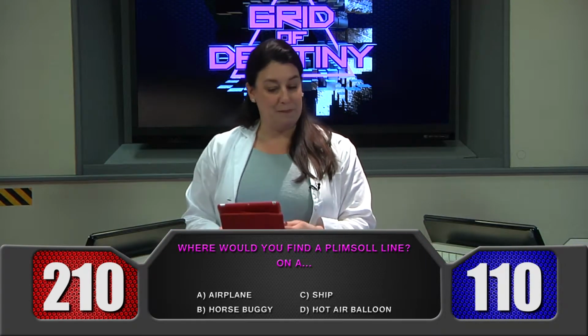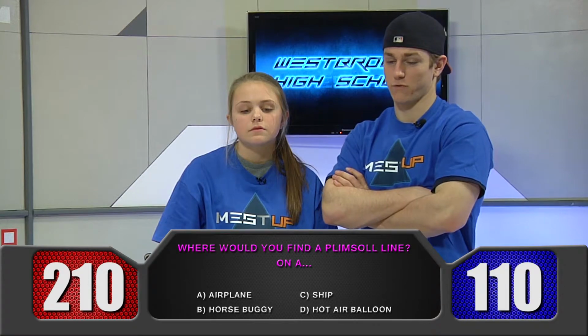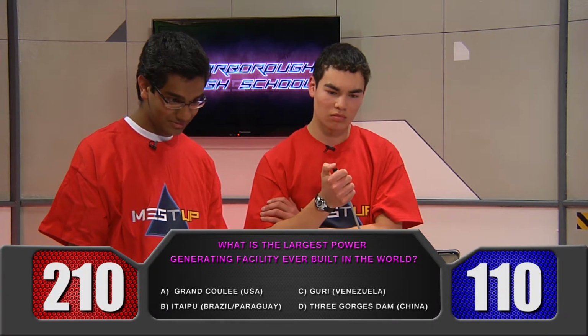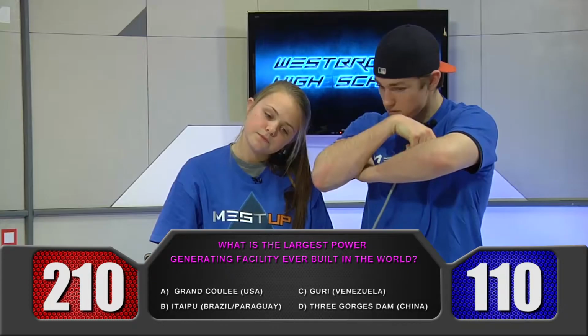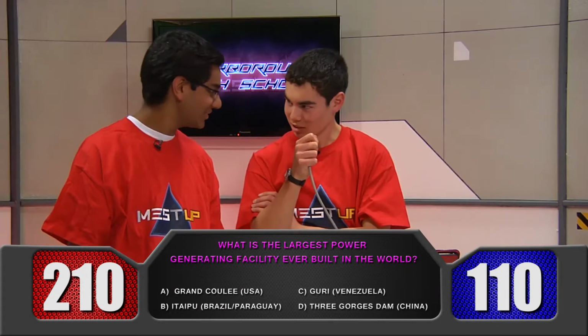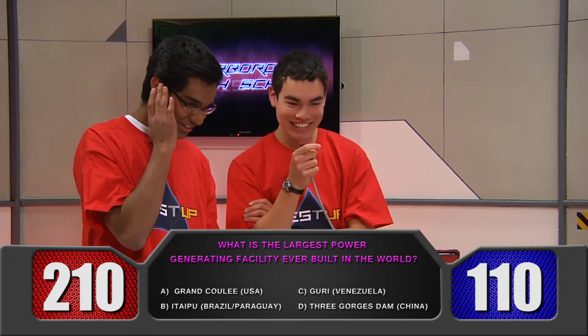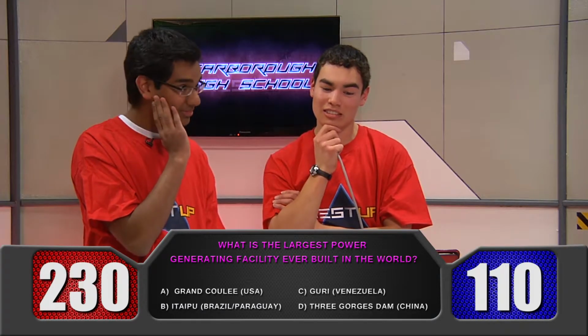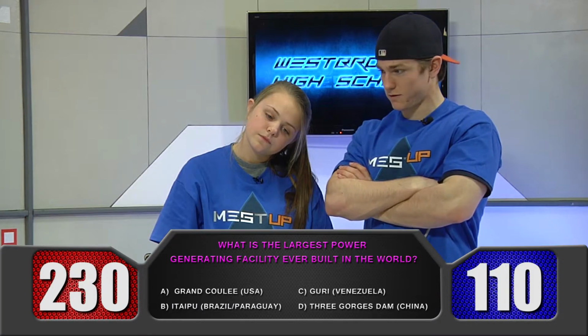Blue team, your choice. Might as well go engineering for 20, please. What is the largest power generating facility ever built in the world? A, the Grand Coulee, B, the Itaipu, C, the Guri, or D, Three Gorges Dam? Red team. D. That's correct. That's what I was going to guess.